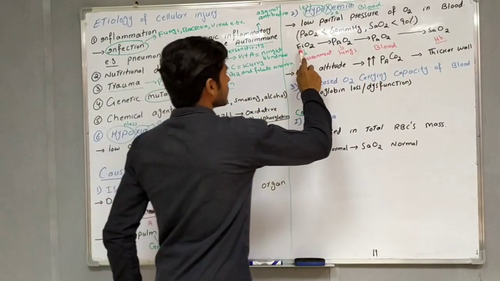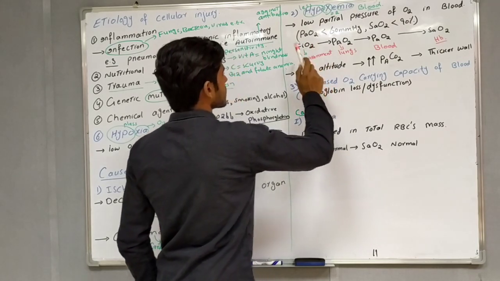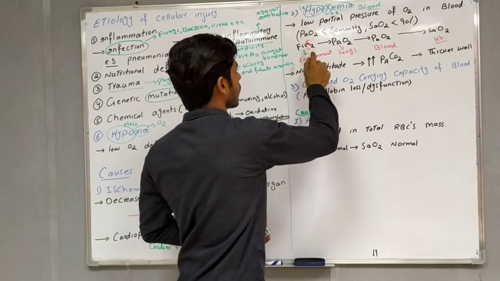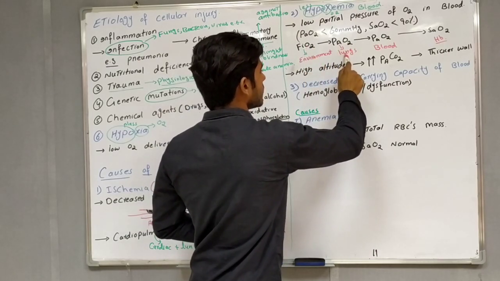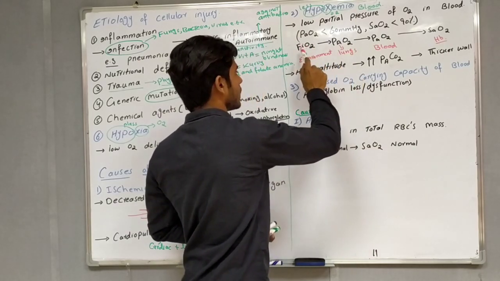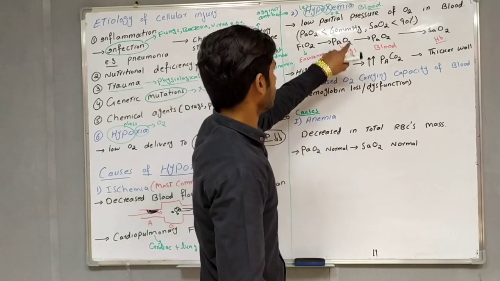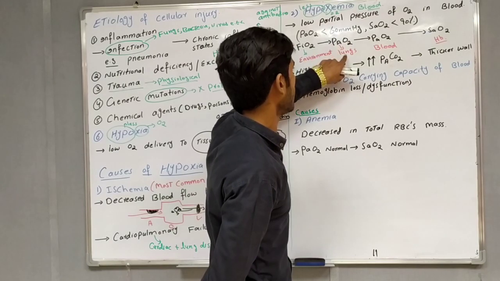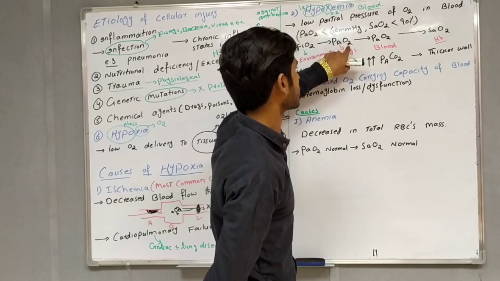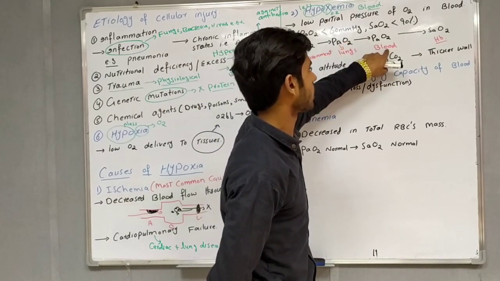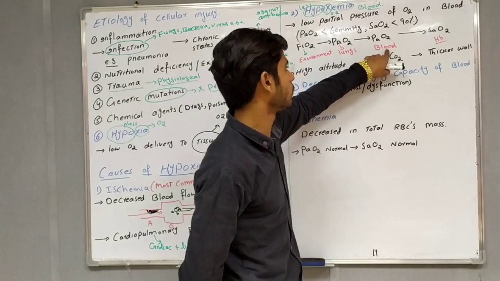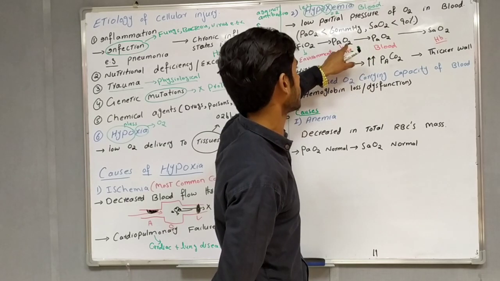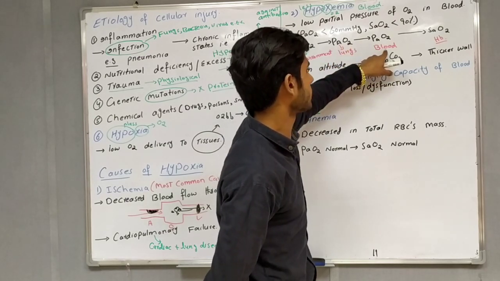When the partial pressure of oxygen in the environment is high, this partial pressure helps move oxygen from the environment to the lungs. Now it is in the lungs. The partial pressure of oxygen in the lungs will cause the squeeze of oxygen from the lungs to the blood, from alveoli to arteriole. So PAO2 causes movement of oxygen from lungs to blood. Now it is in the blood.